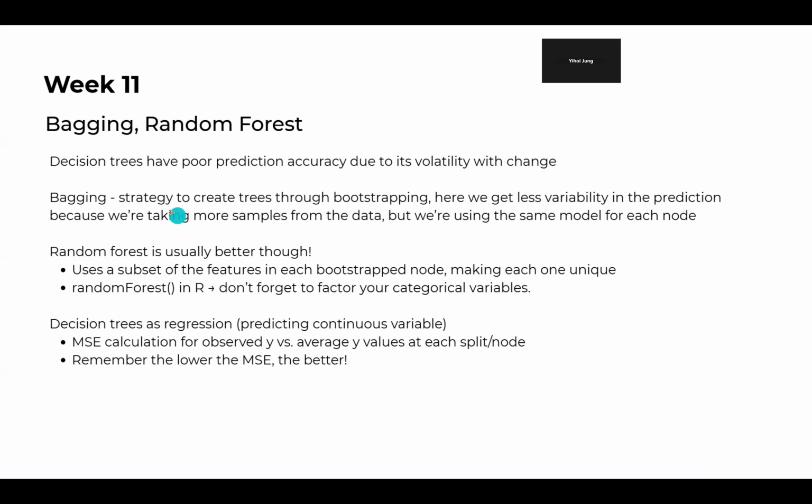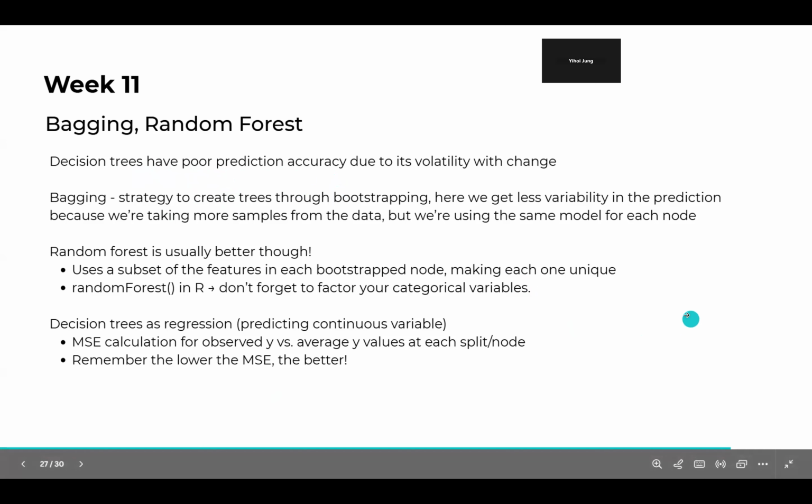Week 11, we get into bagging and random forest. Just realized we're a bit low on time, so I'll try to run through this pretty quick. The difference between decision trees and random forest is that random forest is basically a lot of decision trees, because a decision tree is just one split, whereas in random forest we have a lot of them. We have a bunch of subsets of nodes.